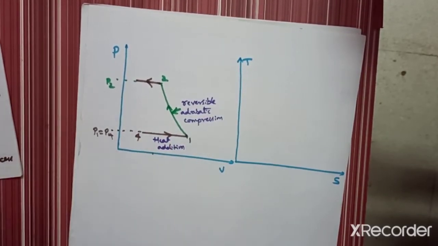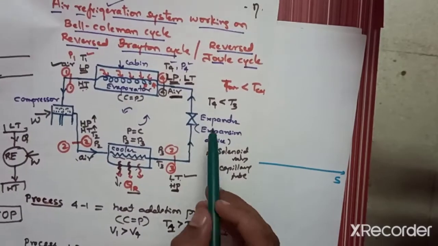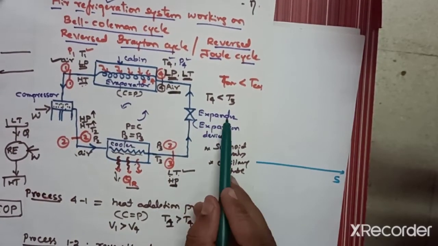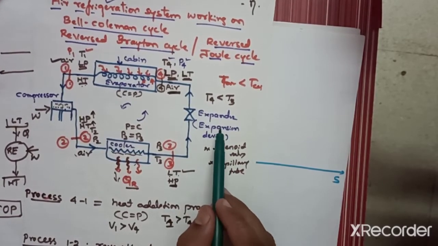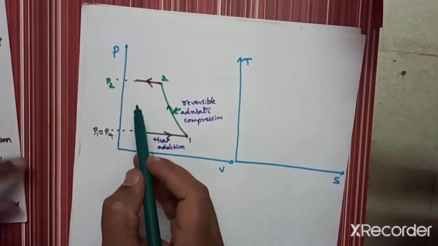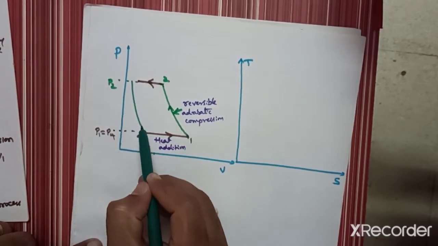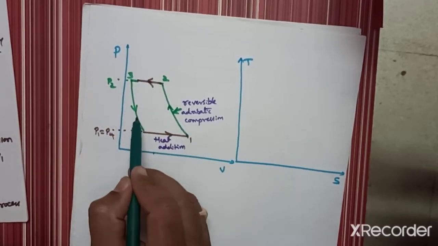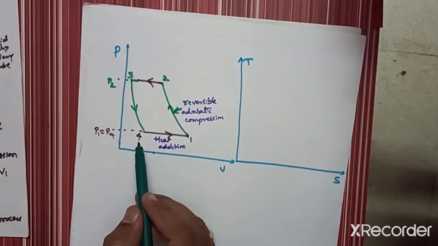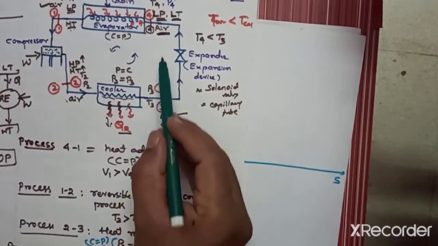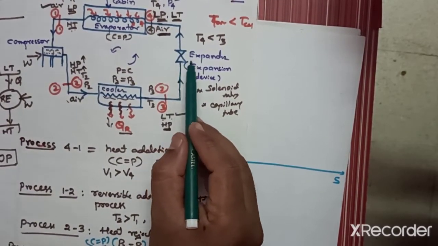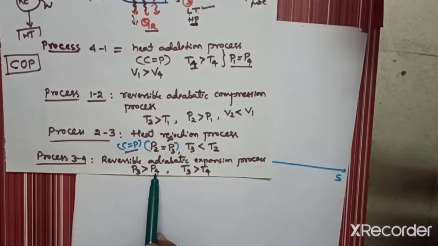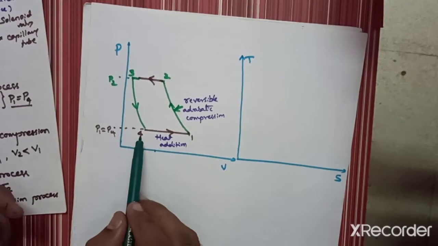The next, fourth process, is in the expander. So 3 to 4 is reversible adiabatic expansion in the expander or expansion device. From 2 to 3, and then 3 to 4 is the expansion process, a reversible adiabatic expansion in the expander. So P3 should be more than P4.